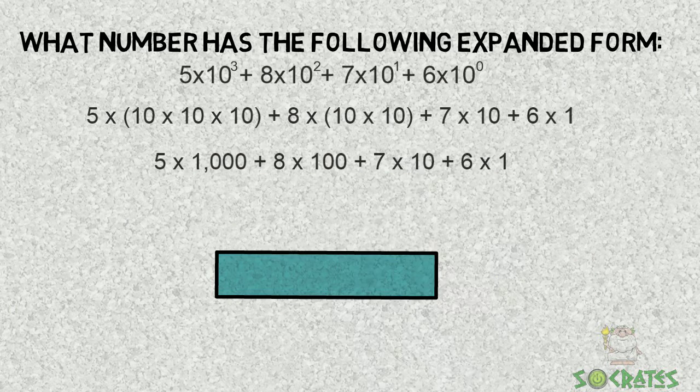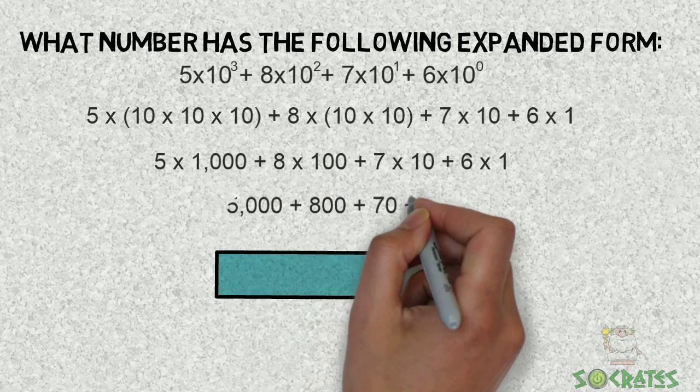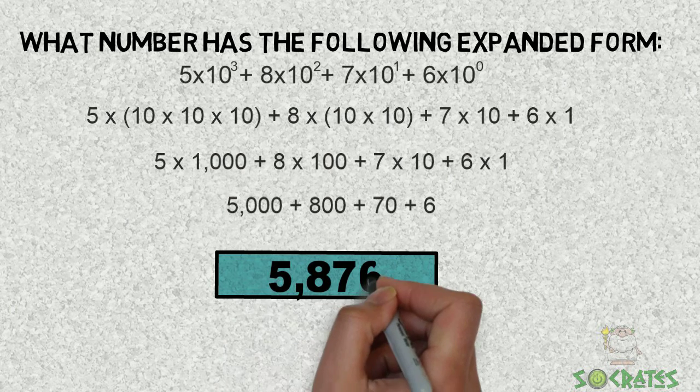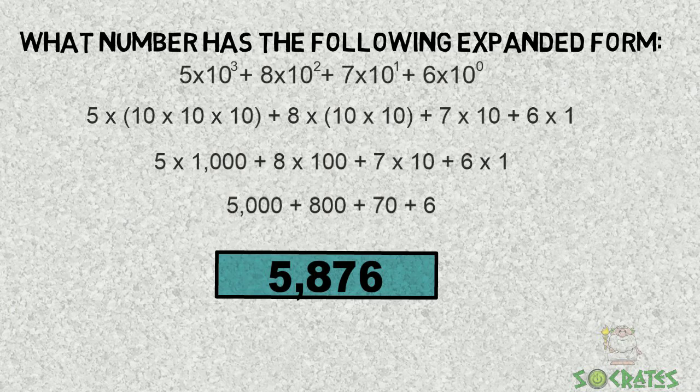Then we break that down again. 5 times 1,000 plus 8 times 100 plus 7 times 10 plus 6 times 1. That's the same thing as saying 5,000 plus 800 plus 70 plus 6. And we know that that would be 5,876. That is our whole number.